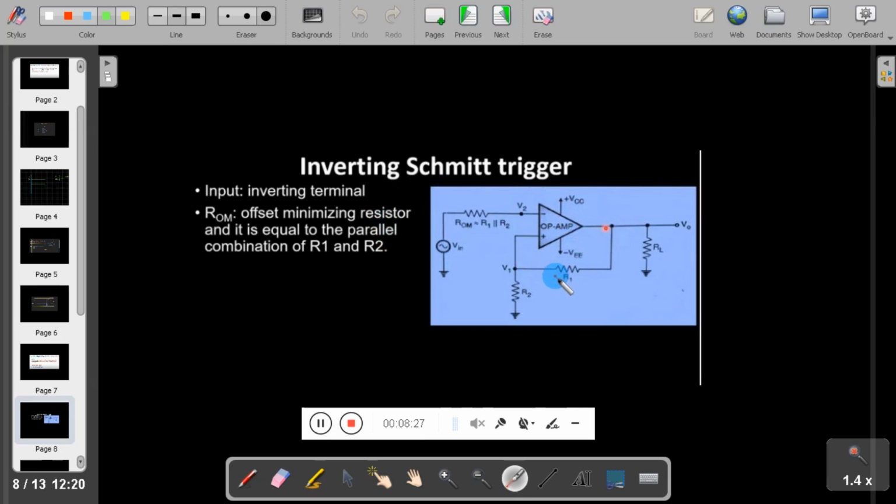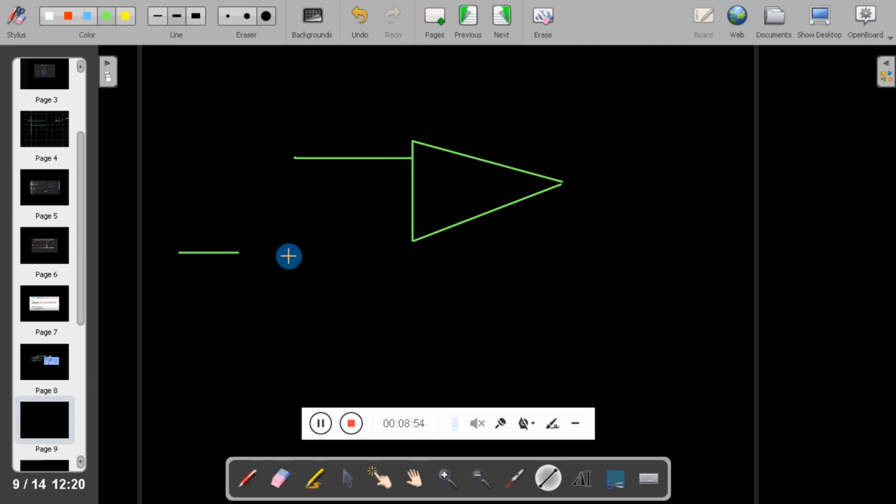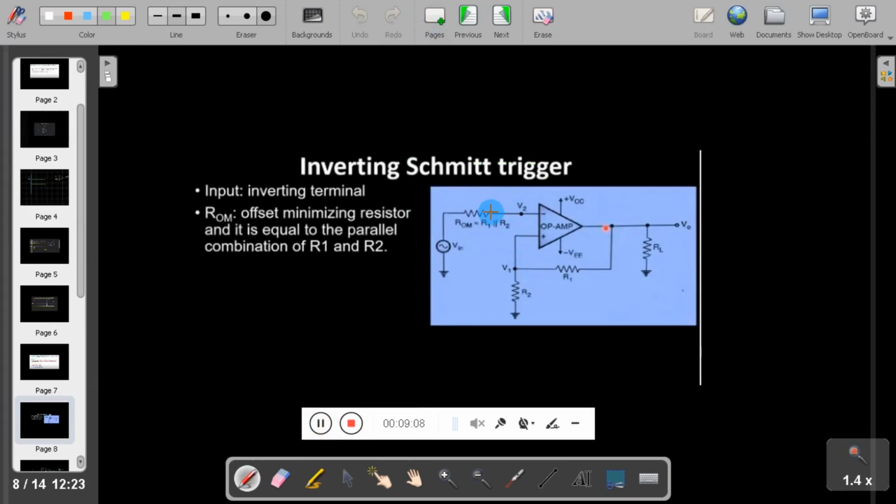In case of the inverting Schmitt trigger, let me draw the diagram here. Inverting Schmitt trigger. So I was explaining about the inverting Schmitt trigger.